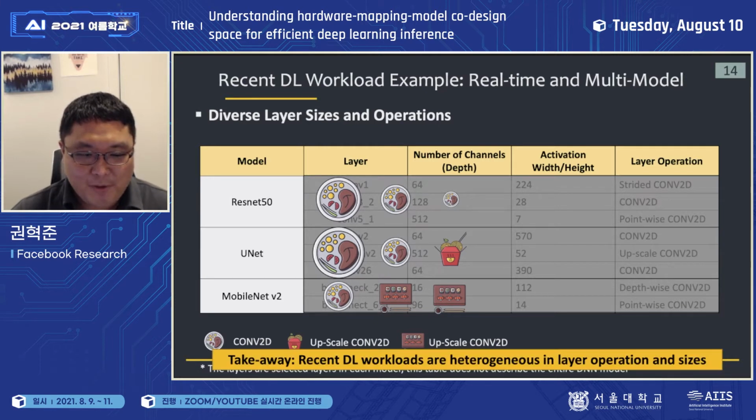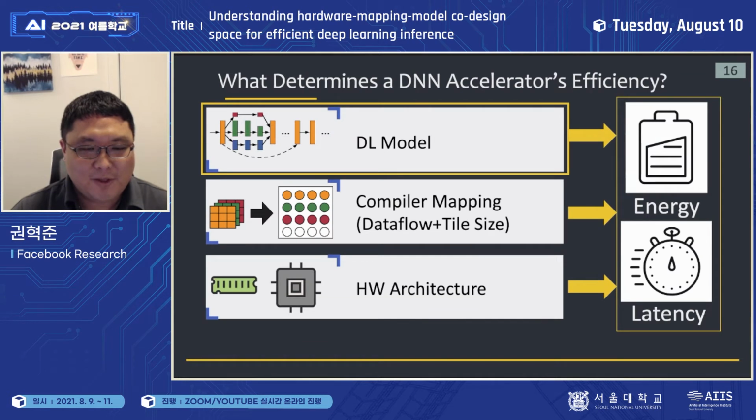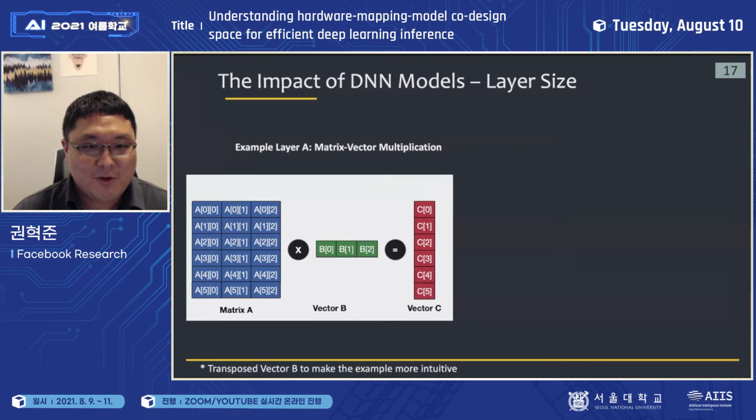So the main takeaway from this is that recent DL workloads are heterogeneous in layer operation and sizes, and they are the sources of the heterogeneity in these workloads. So far I discussed the recent DNN workloads. Considering that, let me discuss the impact of model and mapping. I'm revisiting this slide. Across the three elements, I will first talk about the DL model and its impact on the energy and latency. To understand that, let me bring a relatively simple example.